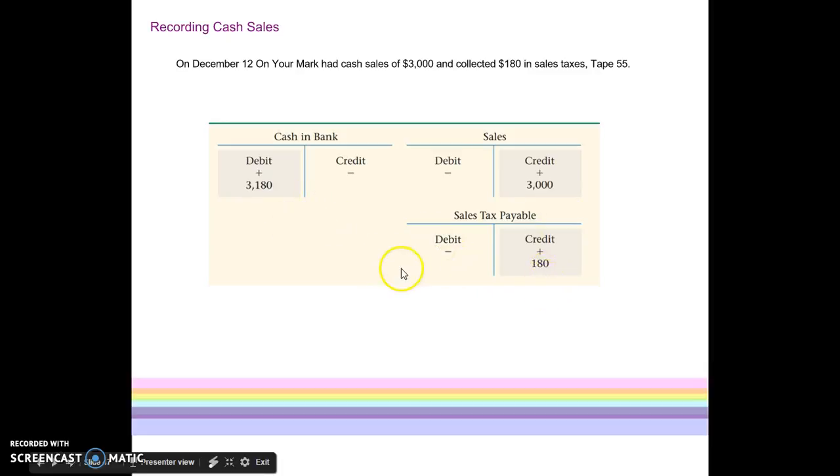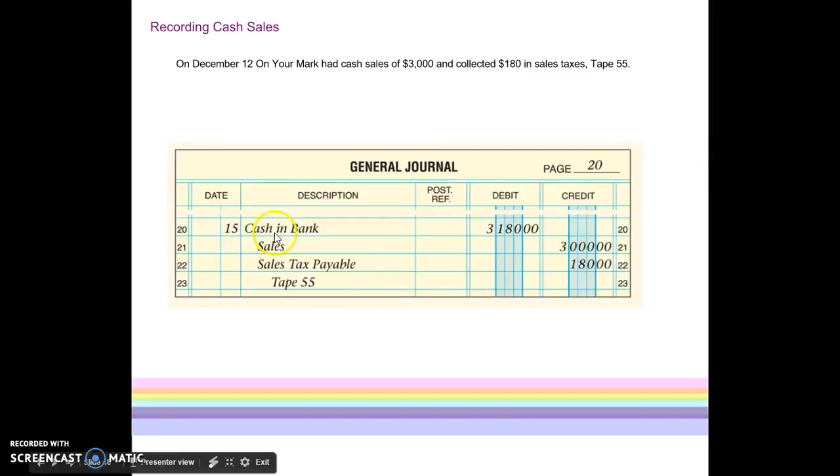So in this case, we are going to debit cash and bank for $3,180. We will credit sales for the $3,000 that we sold from sales of our merchandise, and then also credit the liability sales tax payable for $180, which is going to be kept track of in the sales tax payable account to be paid to the government at a later date. And our source document then is listed here as tape 55.